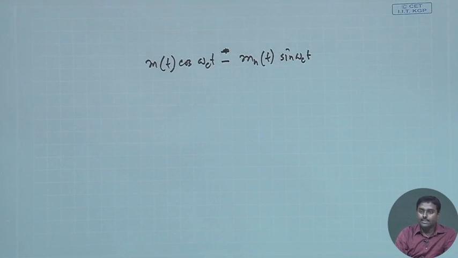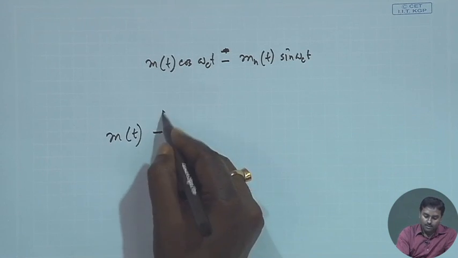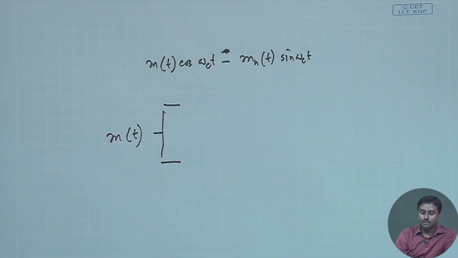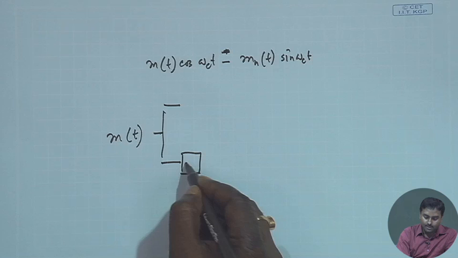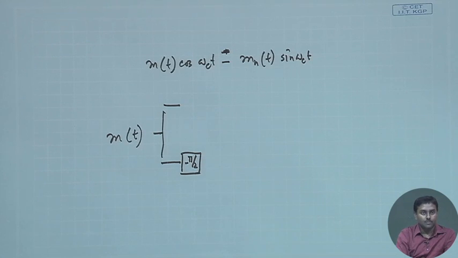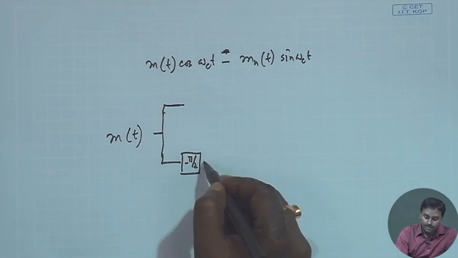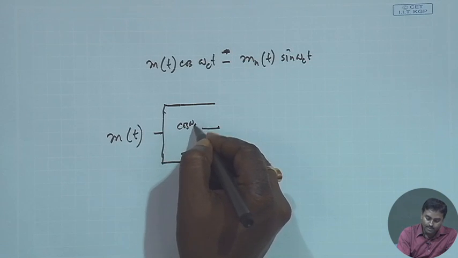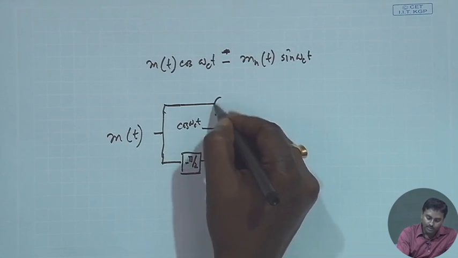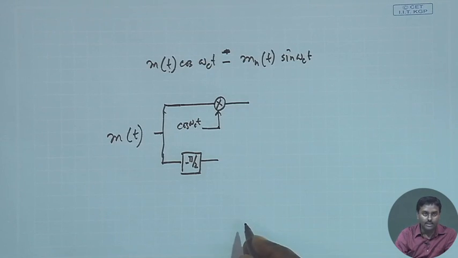So that means the generation is pretty easy. You take this m(t) into two arms, and here you give this Hilbert transform, which is a minus pi by 2 phase shifter. Remember this minus pi by 2 phase shifter for each frequency component. We already have one understanding of that. Then you generate a cos omega_c t, directly put it over here and multiply it. So that will generate m(t) into cos omega_c t, that you take in one arm.